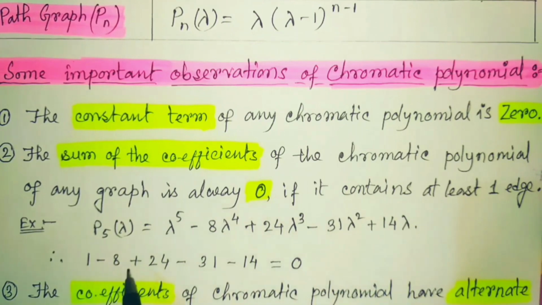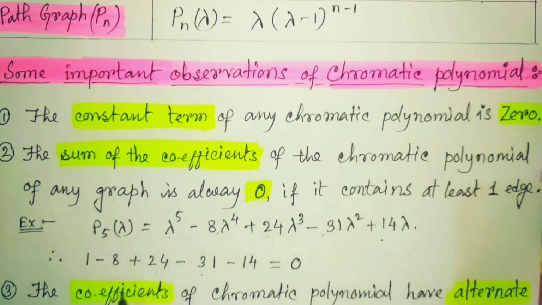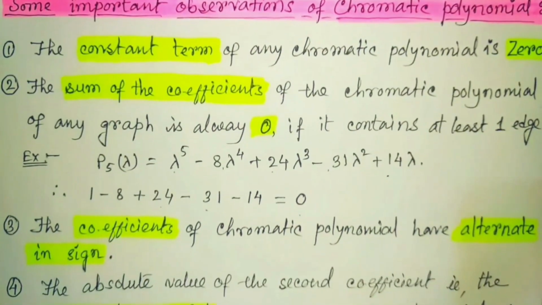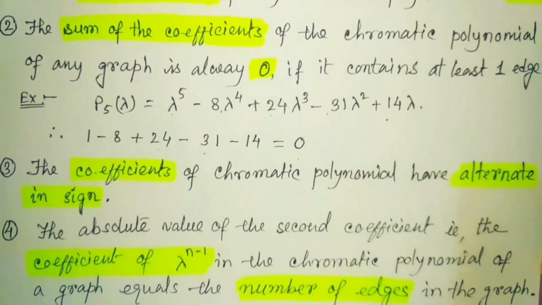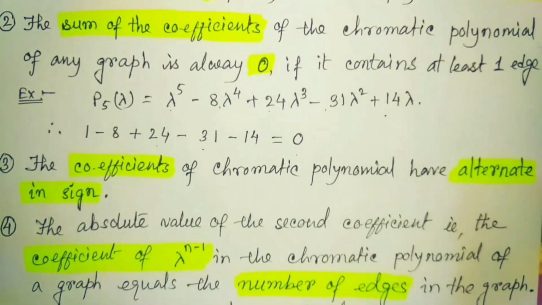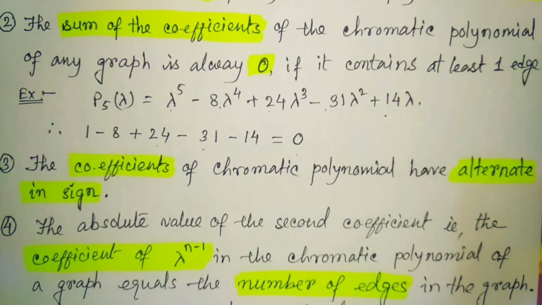For example, in the last example, we got this one as the chromatic polynomial. Here the coefficient for the first term is 1, for this term it is minus 8, for this term it is 24, this is minus 31 and this is 14. If we add all those, we will find the sum is 0, and this always happens for any chromatic polynomial. If you do not find so, then you may have a wrong one.